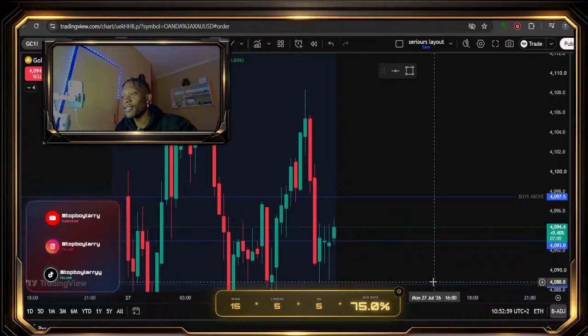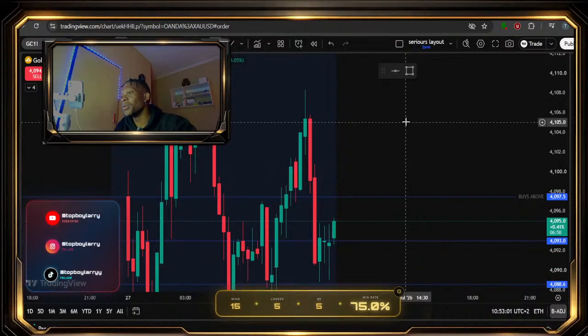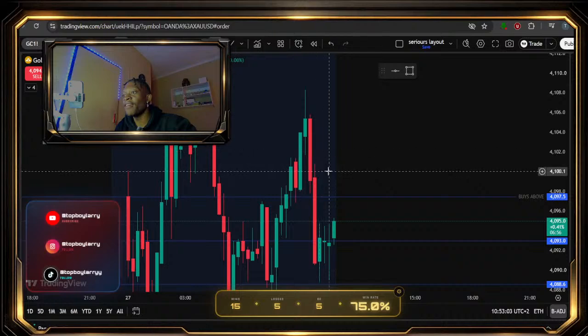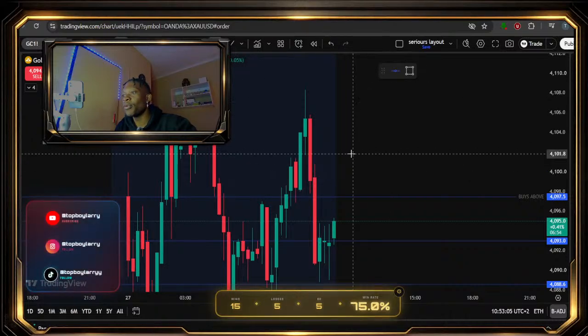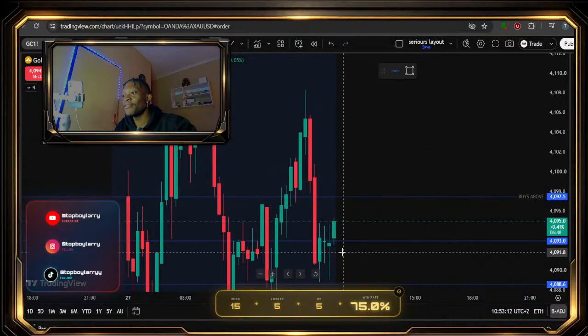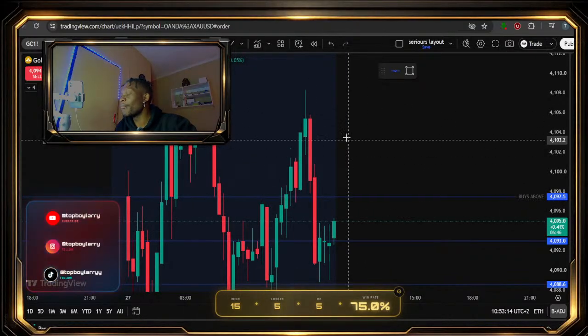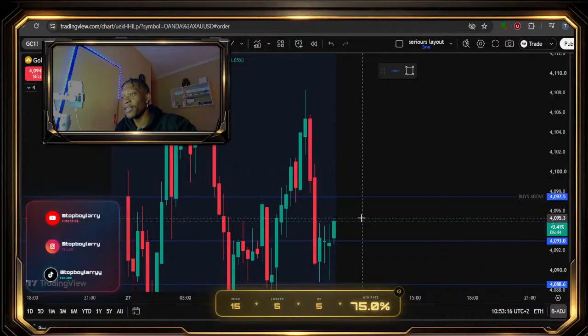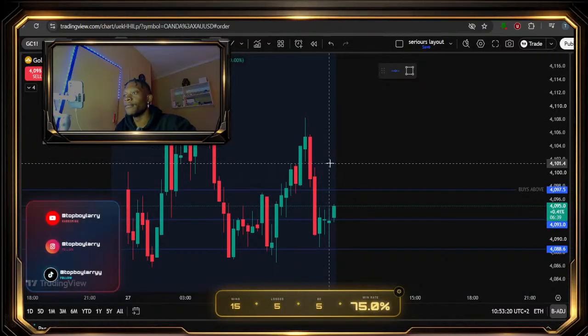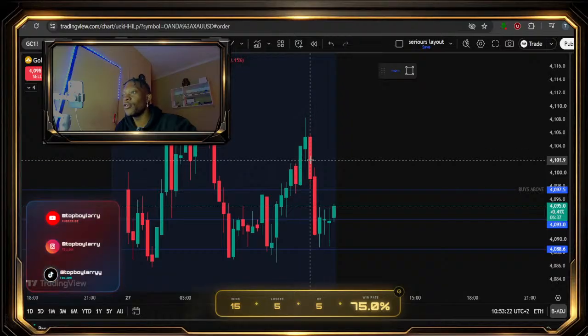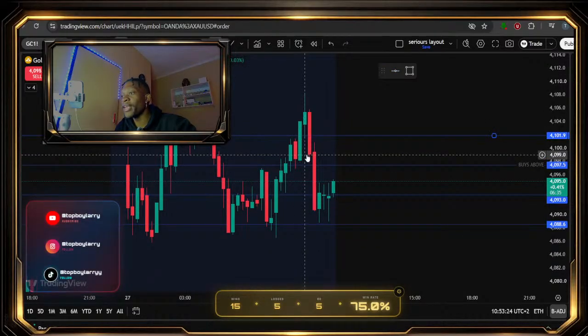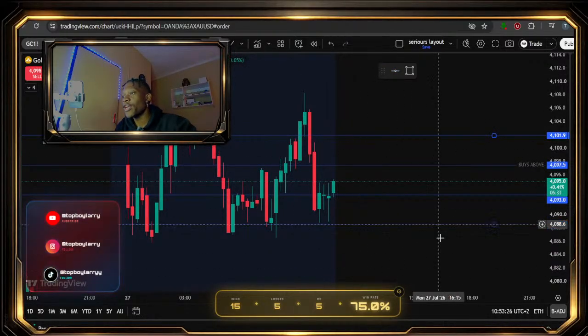If you are in profits, then you can hold. Wherever you have entered your trade, it's better to just go break even, just in case the market tries to come back up. Then you are at break even. If you are in sells and you're in good profits, just make sure that you go break even and you let your trade run here.